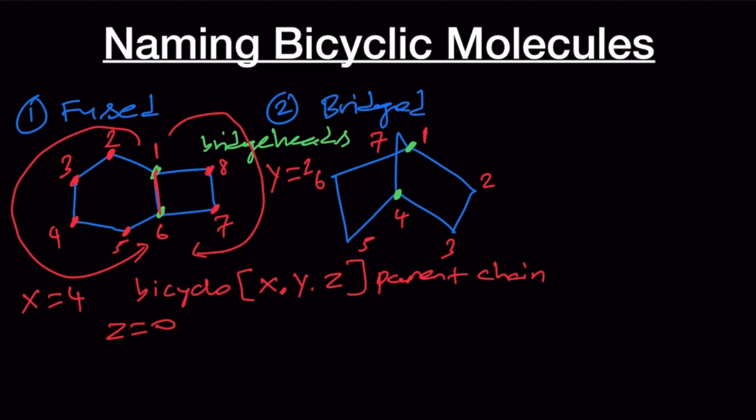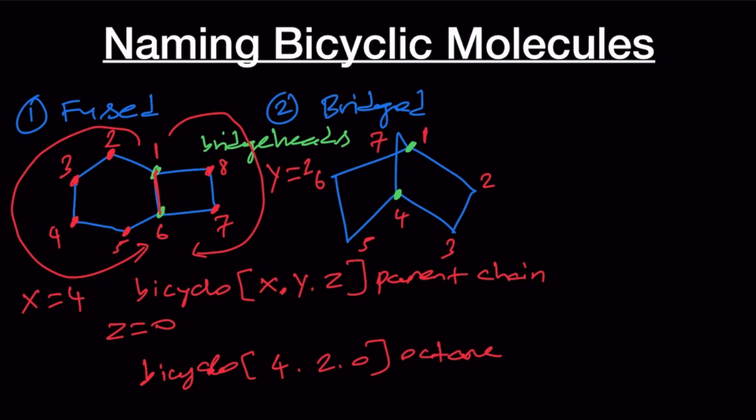Whatever additional prefixes you have, methyl or halo or nitro, all those things should come before bicyclo, and then bicyclo, and then you have to determine the value of XYZ and then the parent chain. So for the fused case, the IUPAC name here is going to be very simple because we have no substituents. Therefore, this is bicyclo 4.2.0 and then the parent chain. We have 8 carbon atoms in the parent chain and therefore this is octane.